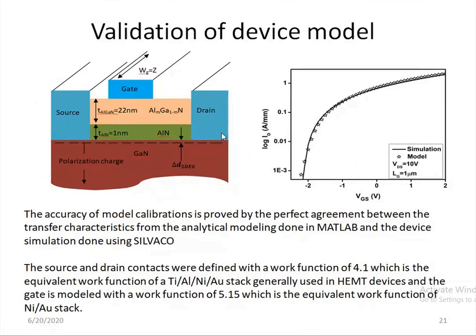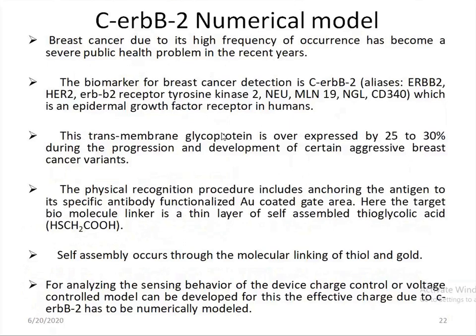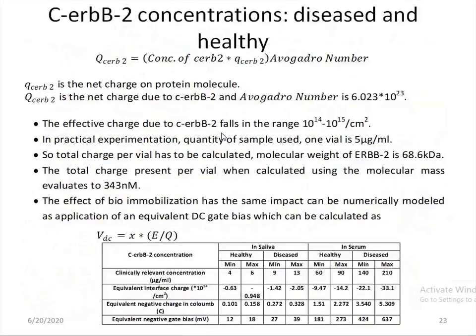Now I'll explain how the effective voltage or charge due to the biomarker is deduced. This is the biomarker for breast cancer detection, that is the CERB2 or the breast cancer biomarker. Its value will be 25 to 30% increased when a person is affected by this kind of cancer. This is the clinically relevant concentration in saliva of the patient. In a healthy person, the concentration will be 4 to 6 microgram per milliliter, while it increases to 9 to 13 microgram per milliliter if a person is affected by this cancer.